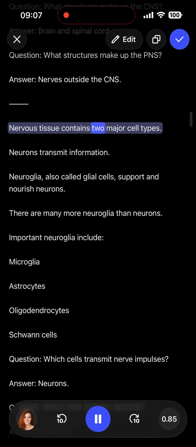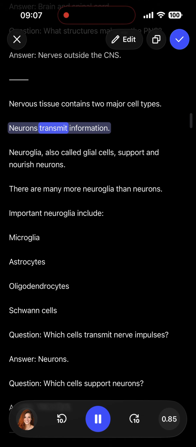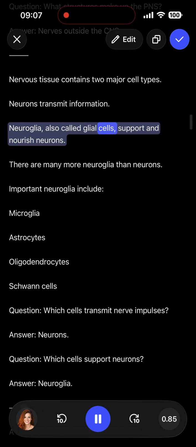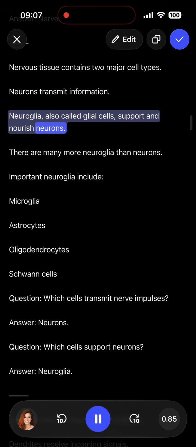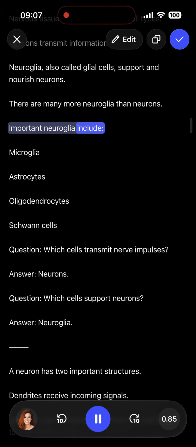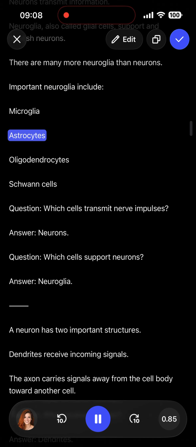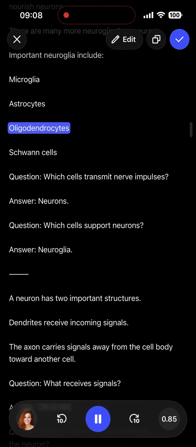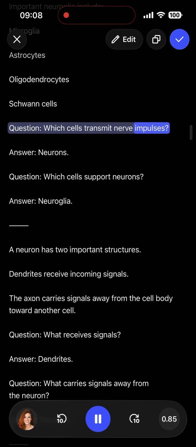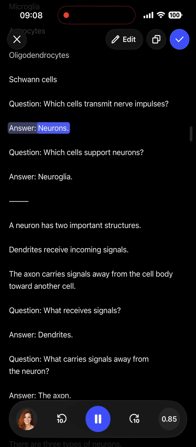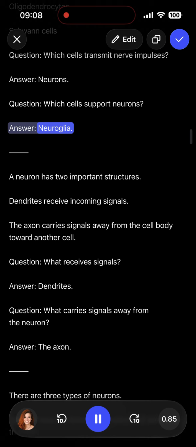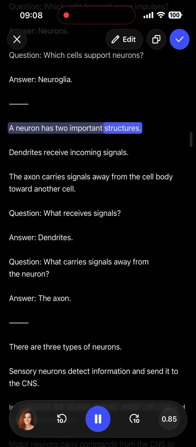Nervous tissue contains two major cell types. Neurons transmit information. Neuroglia, also called glial cells, support and nourish neurons. There are many more neuroglia than neurons. Important neuroglia include microglia, astrocytes, oligodendrocytes, and Schwann cells. Question. Which cells transmit nerve impulses? Answer. Neurons. Question. Which cells support neurons? Answer. Neuroglia.